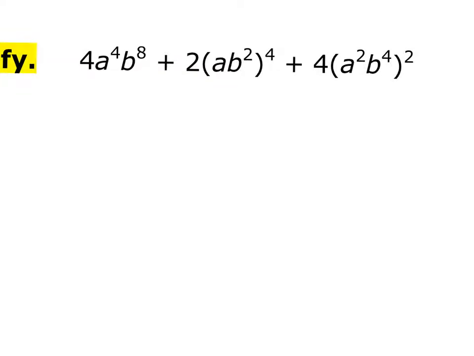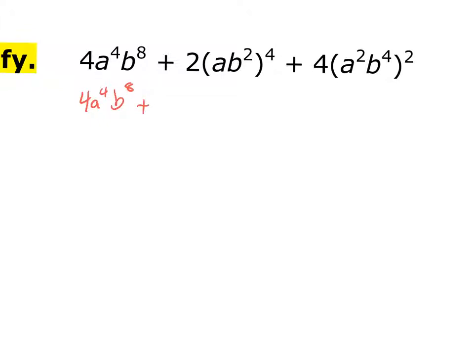Next one, number 47, lots of little movement that I have to do. There's a power to power, it's adding, it's doing all sorts of stuff. So the first thing you do is scope it out and see what you're doing. Hopefully you notice that here and here you're going to have to do a power to power. The first term, 4a to the 4 b to the 8, I just merely rewrite because there's nothing to do.